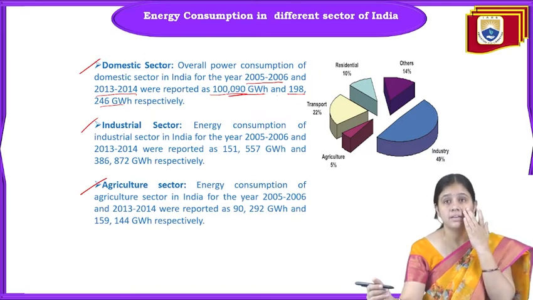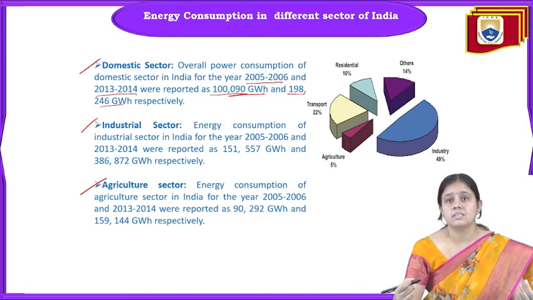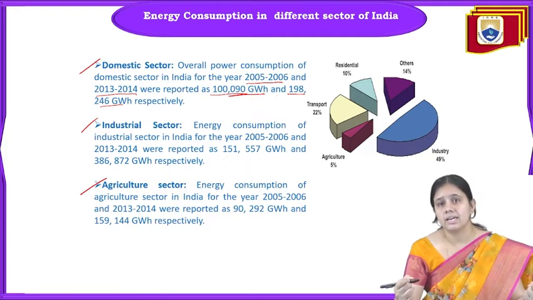Now comes the industrial sector. In the industrial sector in 2005-06, it was reported at 151,000 gigawatt hours, and now it has increased to 386. Like that, in agriculture also it has increased.